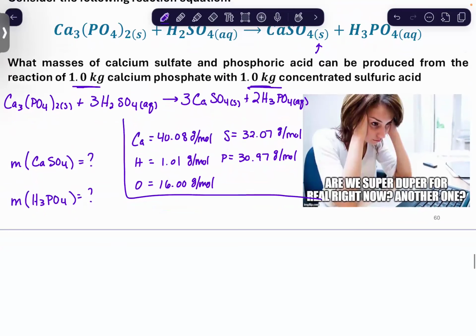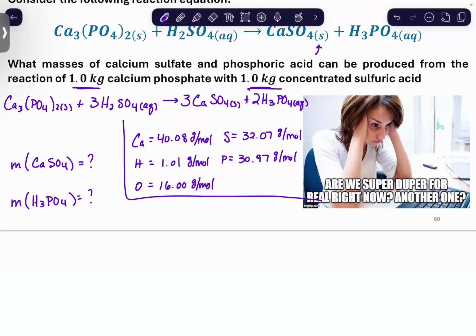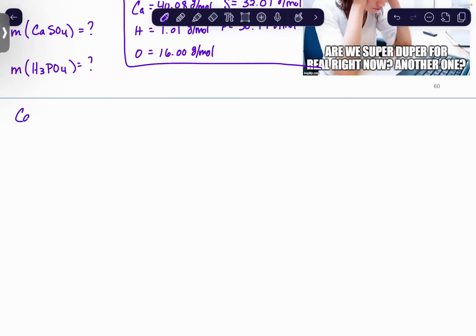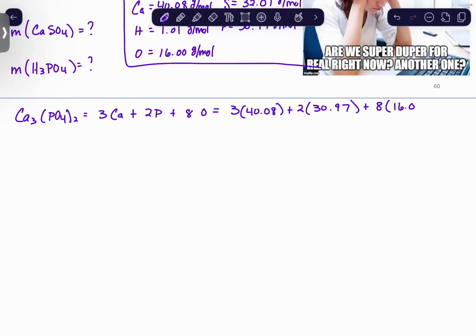Okay. So since I'm going to have to do some calculations here involving all the species in the reaction, I'm going to end up needing molar masses of those species. Calcium phosphate, at least 3 calciums, plus 2 phosphorus, plus 8 oxygens. It's 3 times 40.08, plus 2 times 30.97, plus 8 times 16. This is going to give us 310.18 grams per mole.